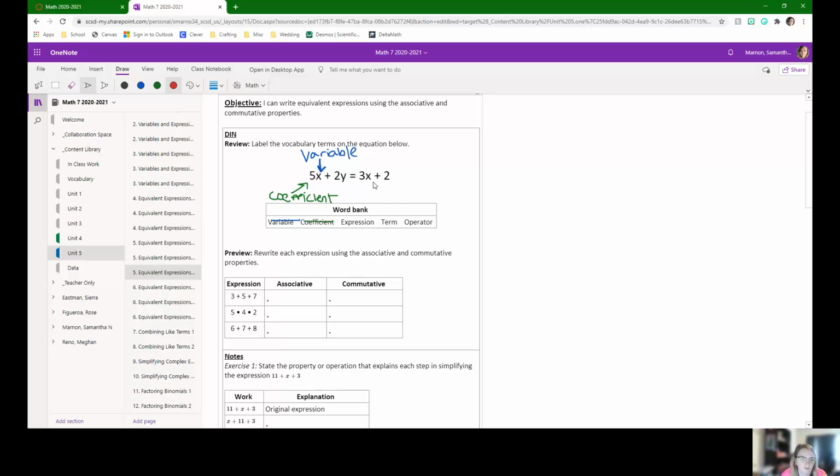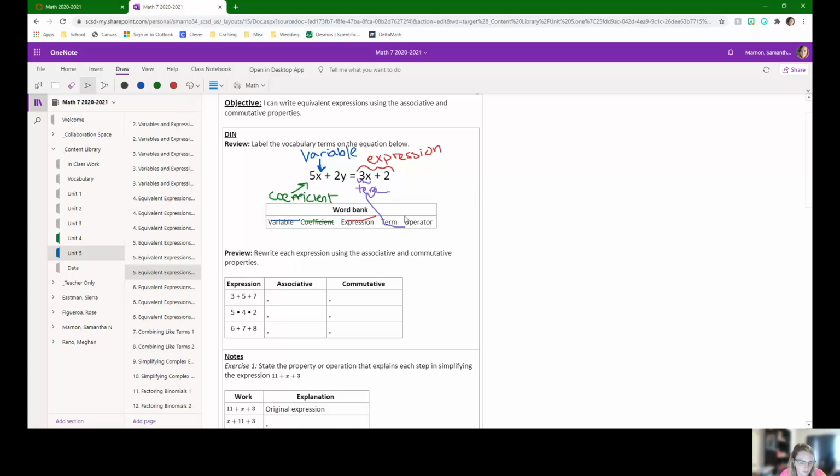Expression, there's a couple different expressions you could have written here. I'm going to do this 3x plus 2 is an expression. You could have also done the 5x plus the 2y. That's also an expression, as long as it does not have an equal sign. For term, it could be any of these: 5x, 2y, 3x, or even just the 2. I'm going to label 3x as my term.